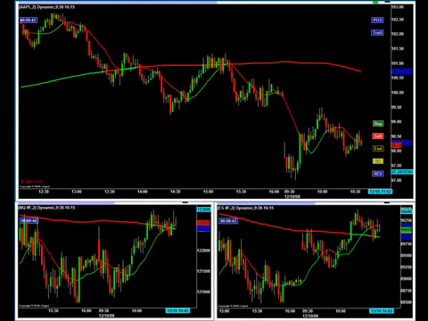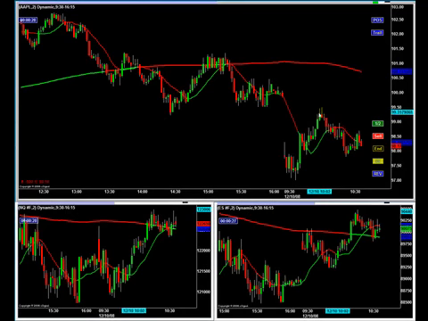Okay, this is Sean Partridge coming to you live, and we're taking a look at Apple Computer right now on a 2-minute time frame. See, Apple Computer is in a downtrend here. It's just formed. I'm going to go ahead and take a short position right here at 98.18.